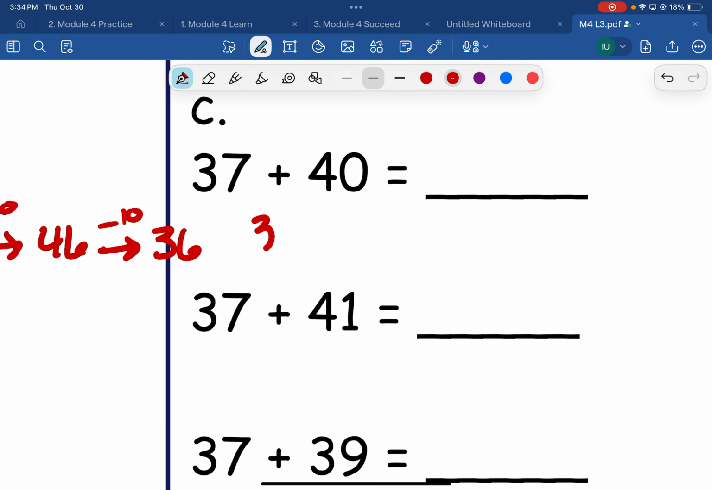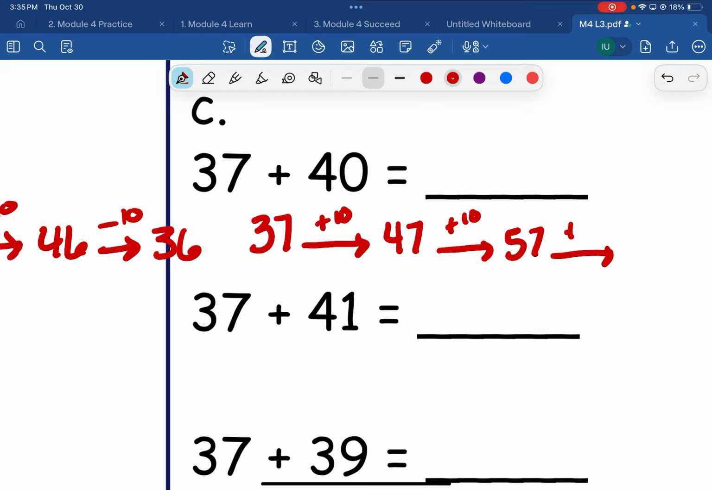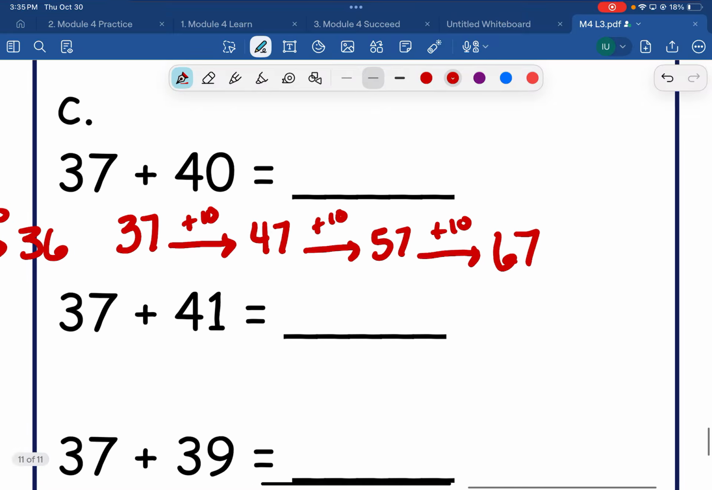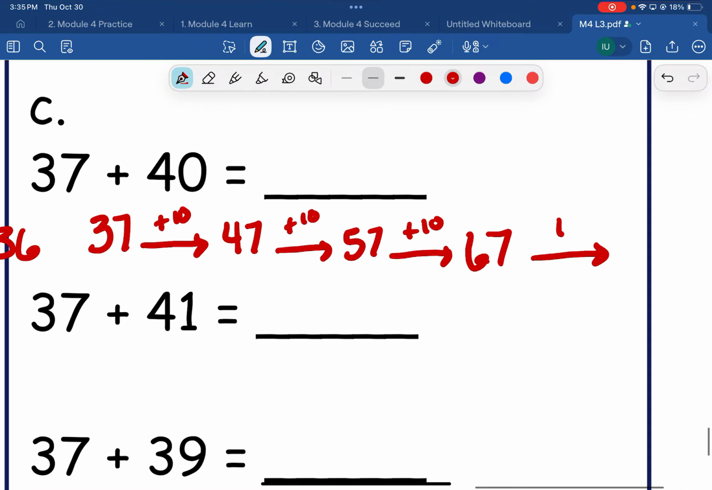So now we're going to start at 37 and we're going to increase 4 tens. So let's go ahead and add a 10, which would make 47. Then add another 10, which would make 57. Add a 10, which would make 67. And then add one more 10, which would be 77.